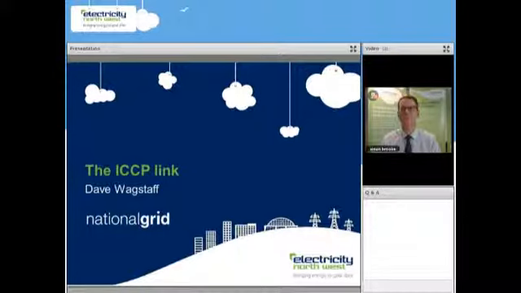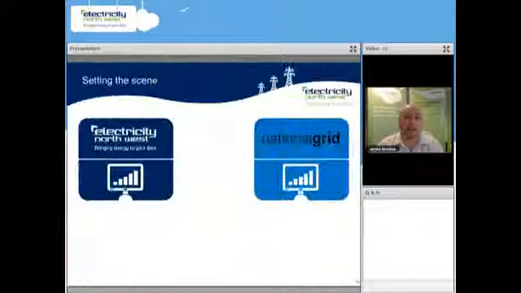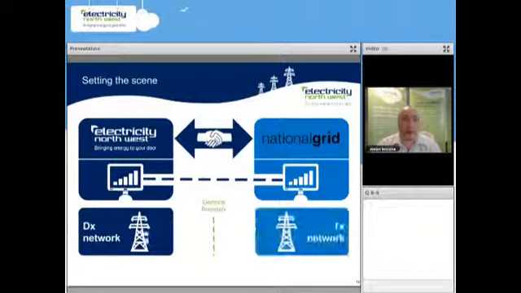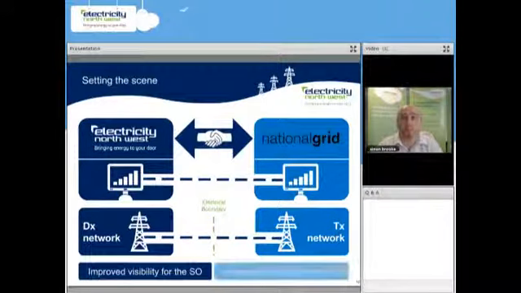Good afternoon, my name's Dave Wagstaff, and I'd like to talk to you about the ICCP link between National Grid and Electricity North West. If I can just set the scene slightly at the start, previously we had an electrical boundary between the transmission and distribution networks, and neither party could see beyond their part of the boundary. Although that boundary still exists, we can now, using the ICCP link, both see beyond our own boundary, and this is something that can be quite important to us for the future.